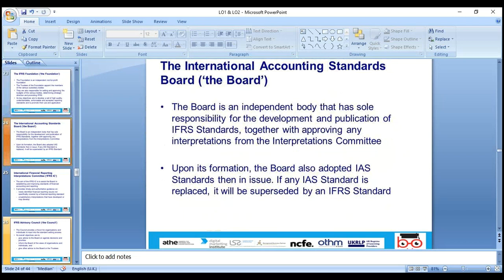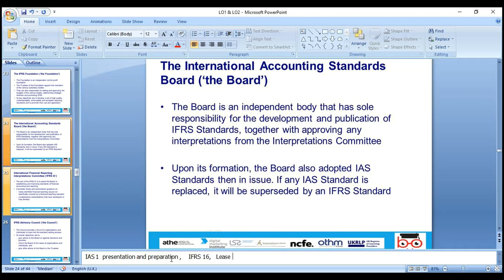The International Accounting Standards Board is an independent body. They are normally responsible for the publication of IFRS and IAS, like International Accounting Standard 1, which is about the presentation and preparation of financial statements. So financial statements are prepared under IAS 1. Recently IFRS 16 has been released, which is about leases.